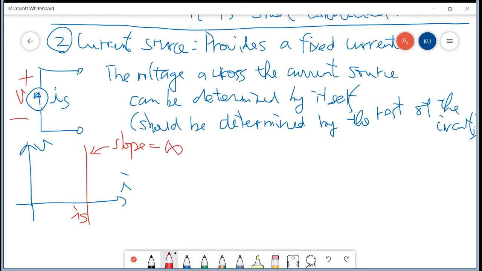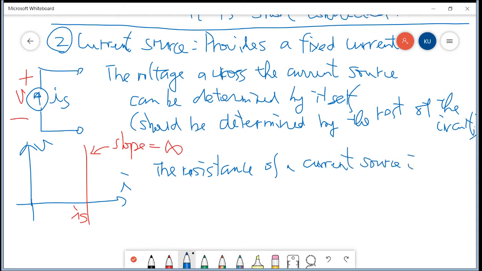And we'll say that the resistance of a current source is infinite.